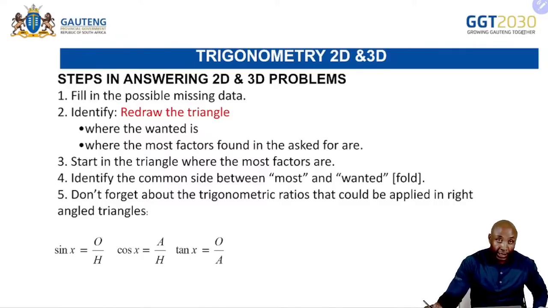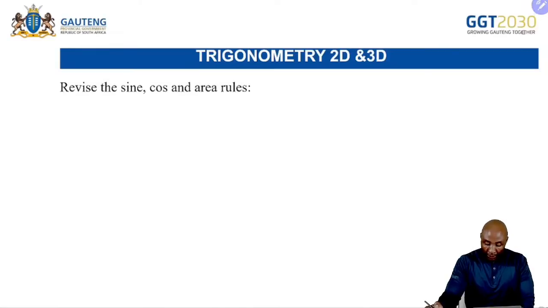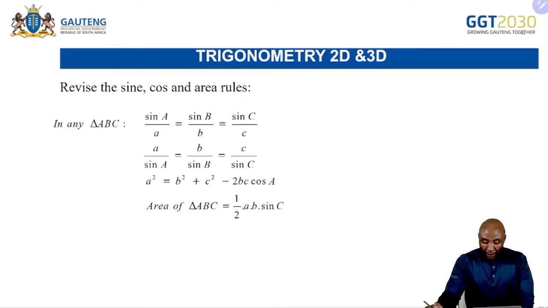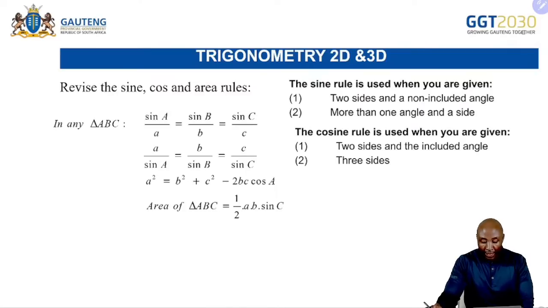In a right angle triangle, we know that sine is opposite over hypotenuse, cos is adjacent over hypotenuse, and tan is opposite over adjacent. We should use that. Now, the rules. We know our sine rule, we know our cosine rule, we also know the area rule. Please revise them and see where they apply. I've given a hint there.